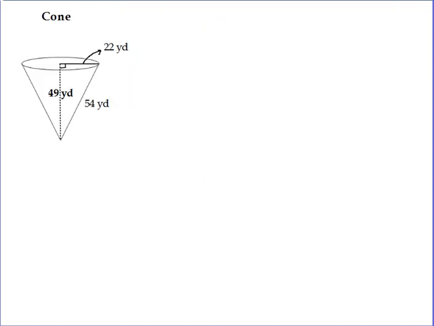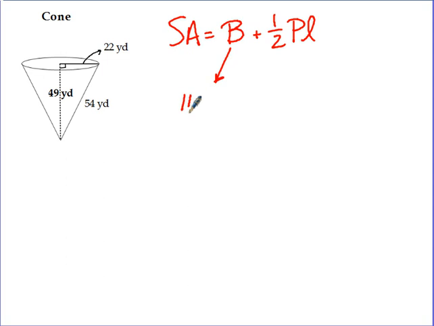So next we have a cone. And again, with a cone, the circle around is always the same. It's not an oval or anything. It's the same all the way around. So I can use my formula: capital B plus 1/2 capital P times L. Now, my base is a circle, so it's going to be pi times r squared.